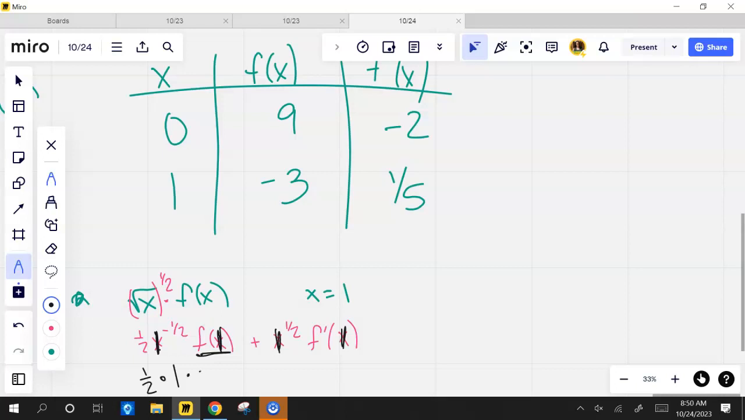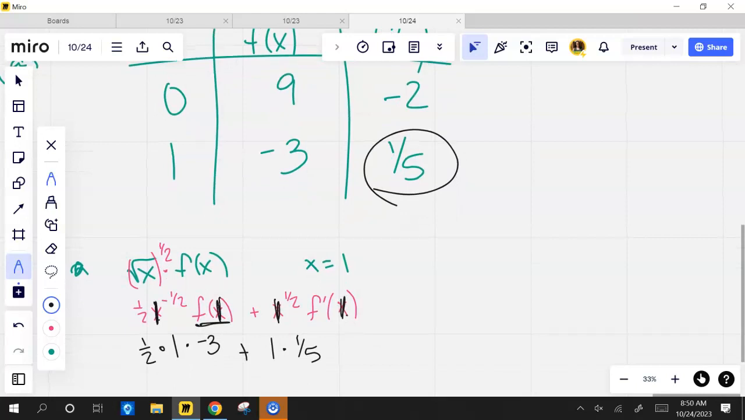F of 1 is -3. 1 to the 1/2 is 1. And then the derivative at 1, so this time I'm coming over here, times 1/5. And whatever that comes out to be. -15 plus 2, -13 over 10.